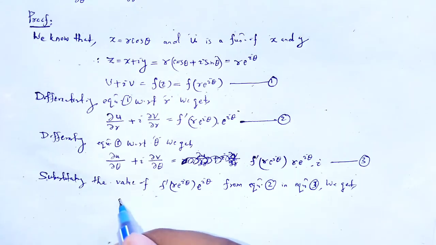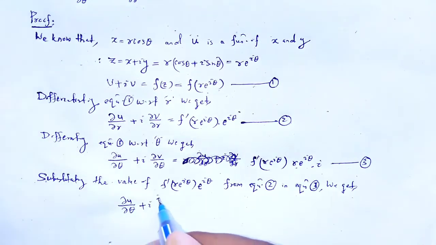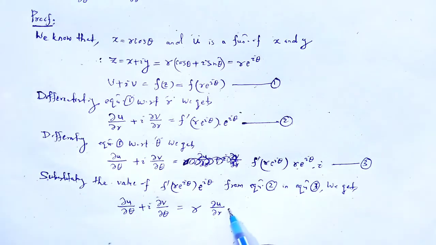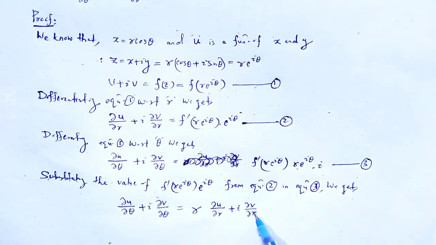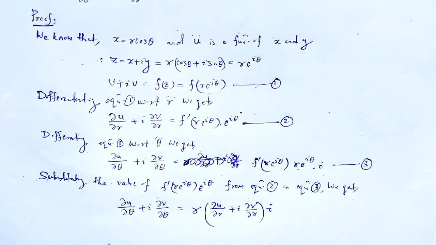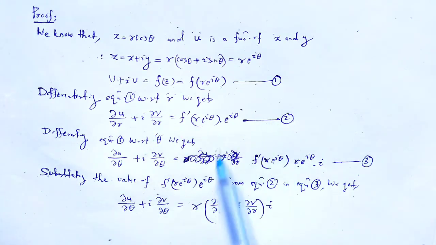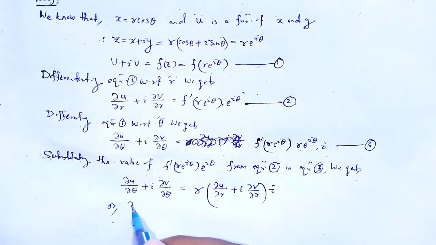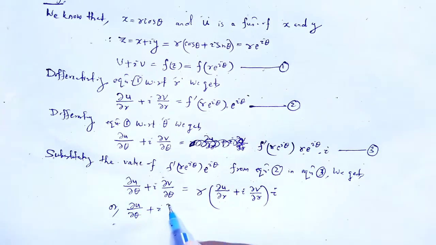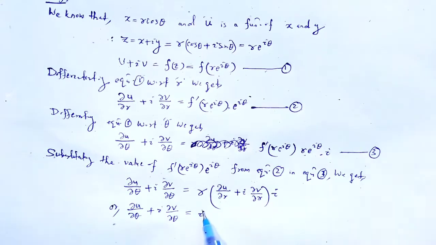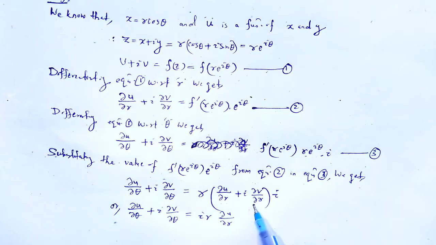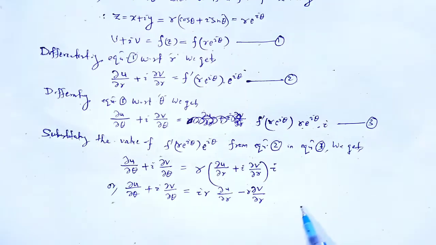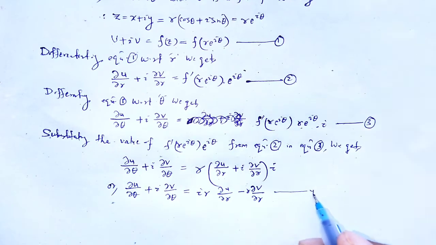del u by del theta plus i del v by del theta is equal to r del u by del r plus i del v by del r, into i. In place of that term, I substitute that result, equation number 2. i is multiplied to that bracket: del u by del theta plus i del v by del theta is equal to i r del u by del r, i square is equal to minus 1, minus r del v by del r. Equation number, let us say 4.